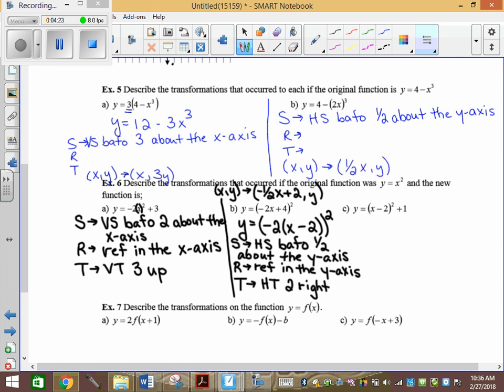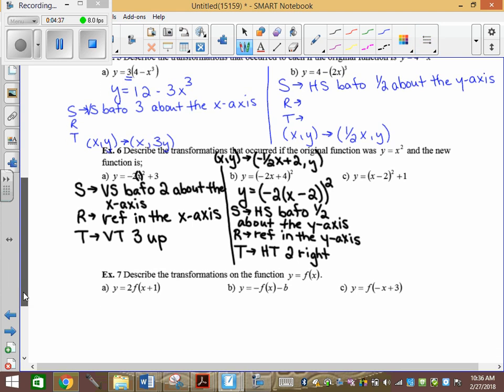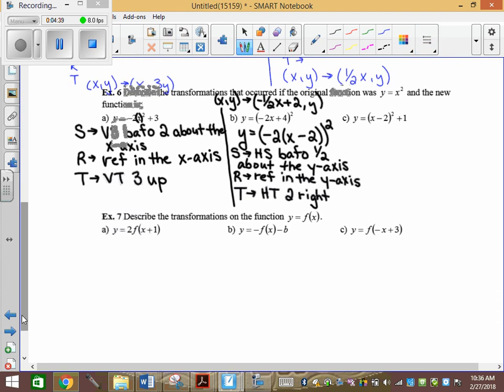So mapping's way easier if you write the transformations first, right? If you write the transformations first, you know what's changed. You apply it to what you need to apply it to, and you go. Because your mapping is just doing what you're saying you're going to do. Okay? Example 7. I need you guys to describe the transformations and give me mapping.